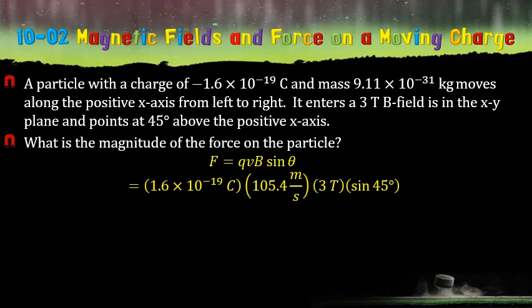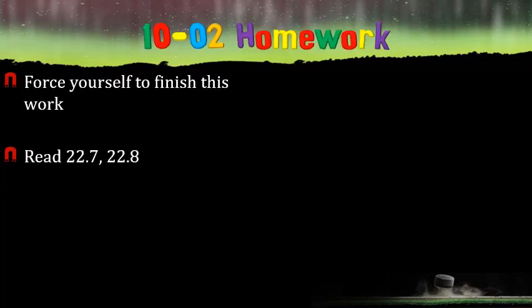We got our direction of the force from the right-hand rule. Our velocity was 105.4, that was from the last section, and our B is 3 Teslas, and our angle is 45 degrees. Multiply those together, and your force is 3.58 times 10 to the negative 17 newtons. And its direction was in the negative z. That's it for today.